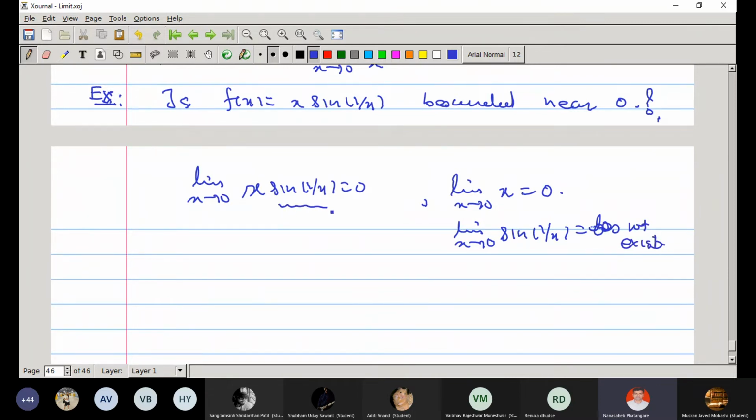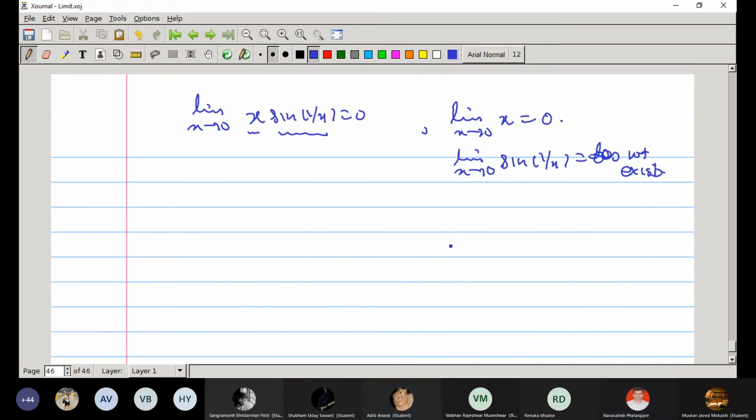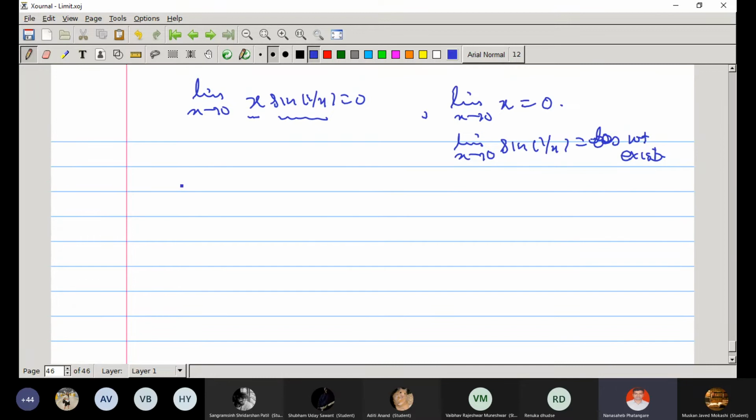The limit of one factor does not exist and the limit of another factor is 0. Can you say that the limit of the product is 0? Yes. No, sir. No. The limit of one factor is 0 and the limit of another factor does not exist. But here it exists.